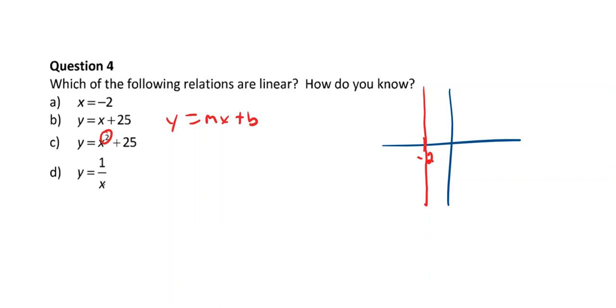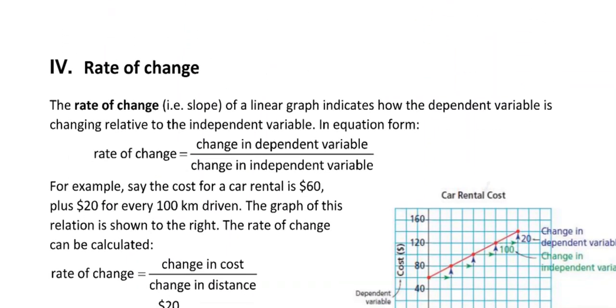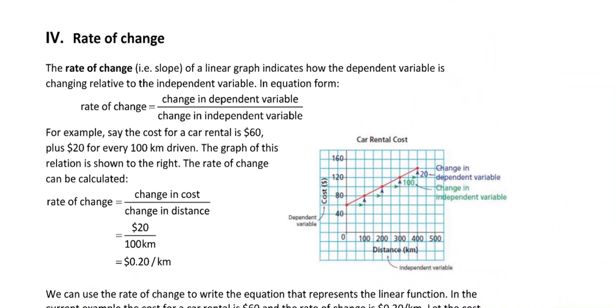And then what about the 1 over x? No. x can't be in the denominator. Okay, good. All right, rate of change.